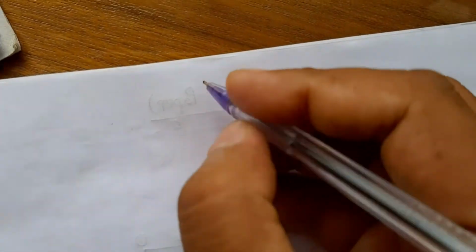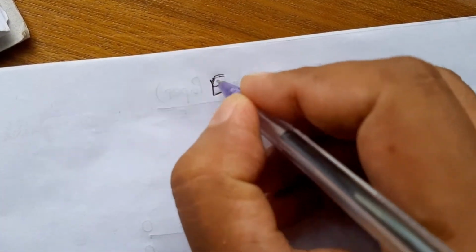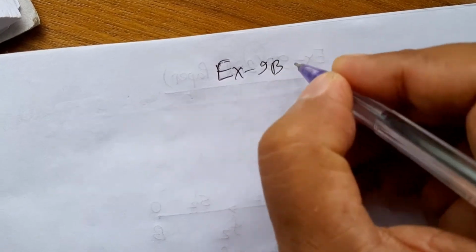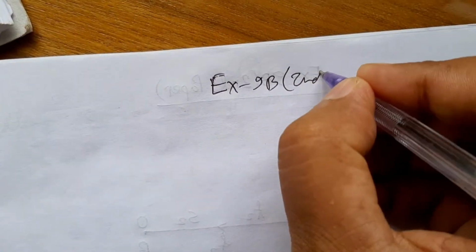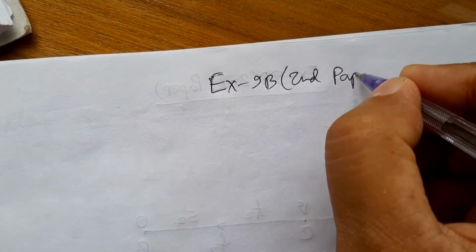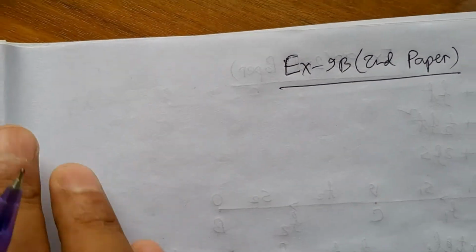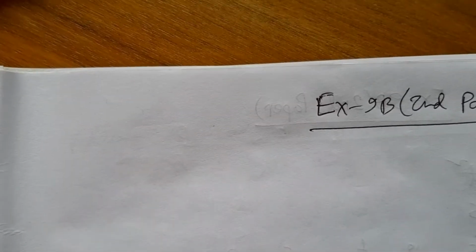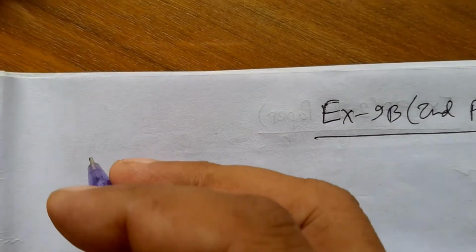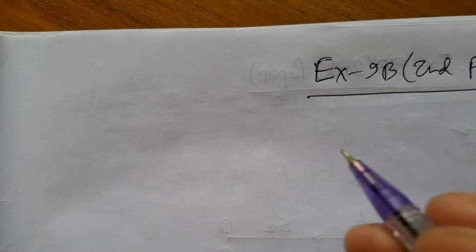You know, in this chapter, that is exercise 9B second paper, the name of the chapter is acceleration. Here we use three formulas in this chapter, and already you read this chapter acceleration in physics also, so a lot of similarity between acceleration of physics and this chapter.